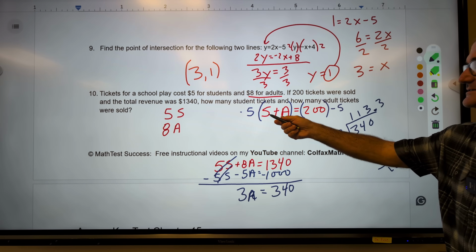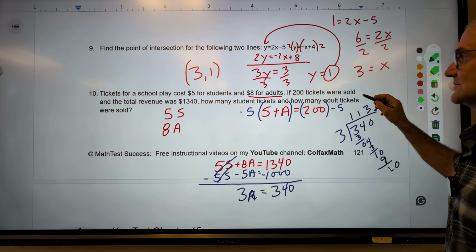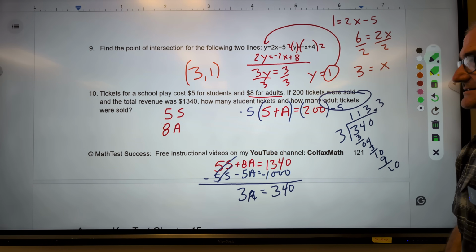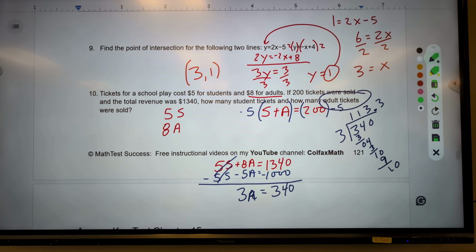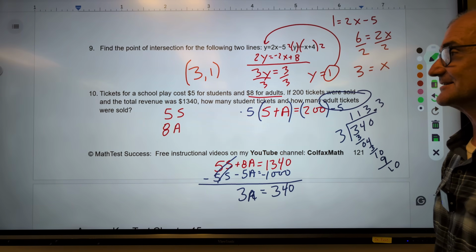You don't have to find out how many student tickets were sold because the question is only asking for adult tickets. All right. Again, if you're still here, good job. I know you're working hard to get it done.